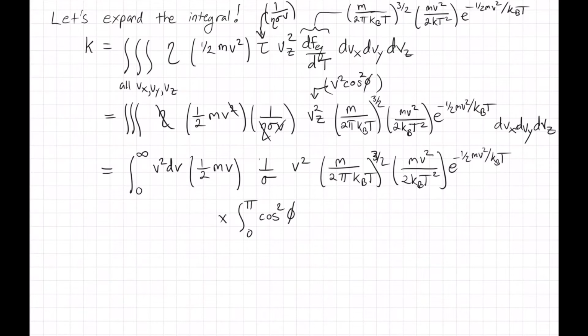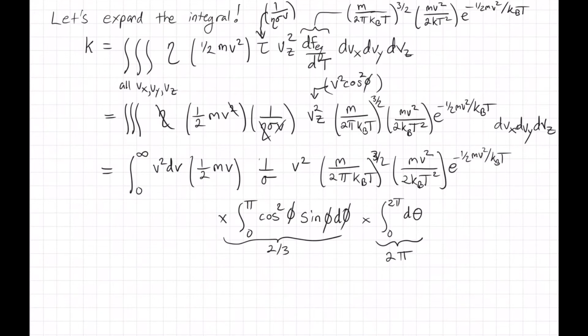One of them involves cosine squared of phi on sine phi d phi, and the other one involves theta. I'll be able to do both those integrals right away. One of them is 2 pi and the other one turns out to be 2/3. Now comes the hard part.